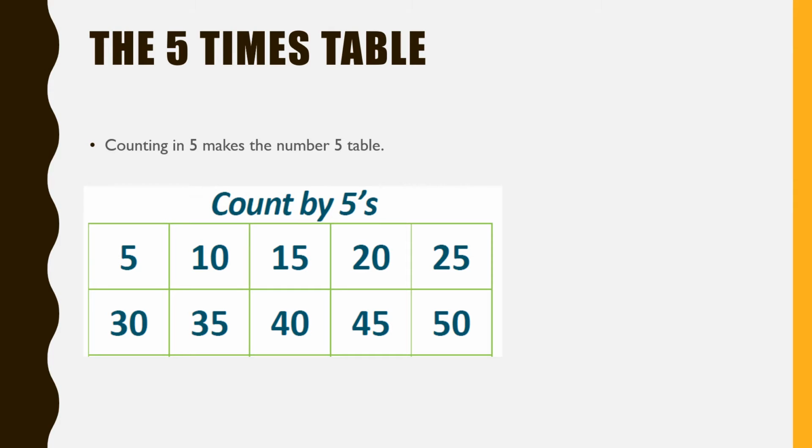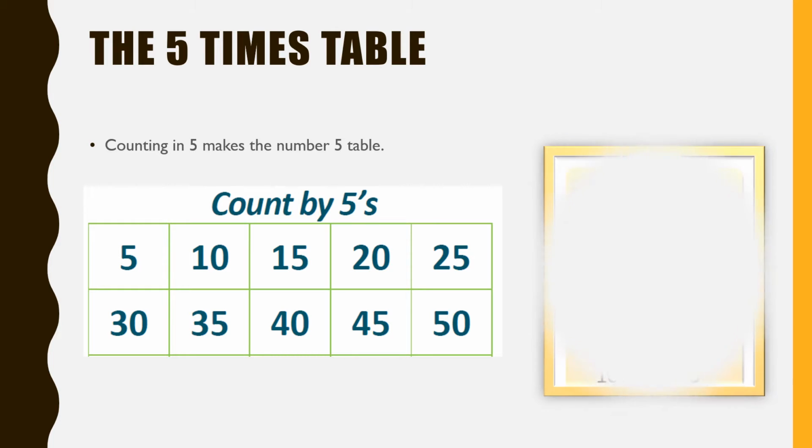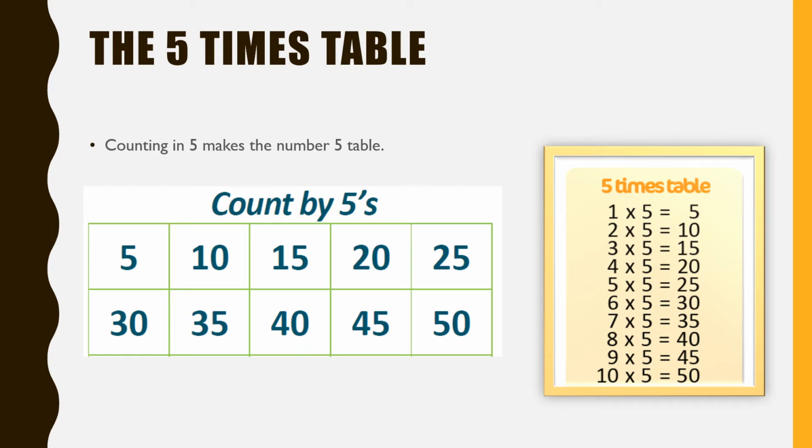Let's learn the 5 times table. Always remember, the 5 times table is nothing but counting in fives. Okay, so this is as simple as when you're counting in fives. So 1 into 5 is 5, 2 times 5 is 10, 3 times 5 is 15, 4 times 5 is 20, 5 times 5 is 25. Can you see? The same order goes in here. So you already know the 5 times table very well.